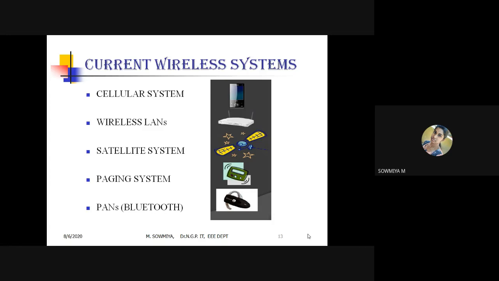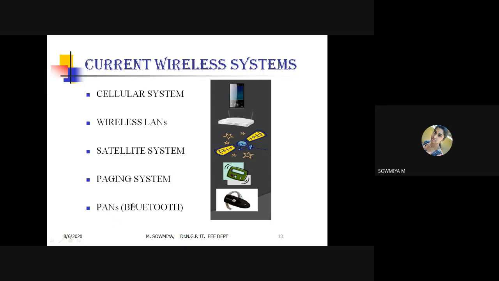Current wireless systems: cellular systems, wireless LANs, satellite systems, paging systems, and PANs, which is called Bluetooth. Cellular systems are otherwise called mobile systems. And wireless LANs, we already know, are called modems or Wi-Fi systems. Satellite systems, we all know what they are.